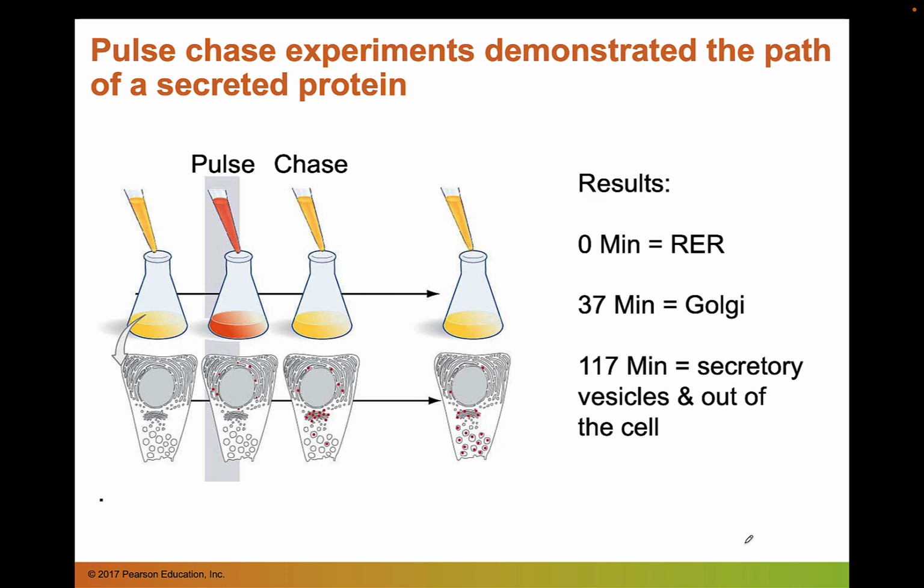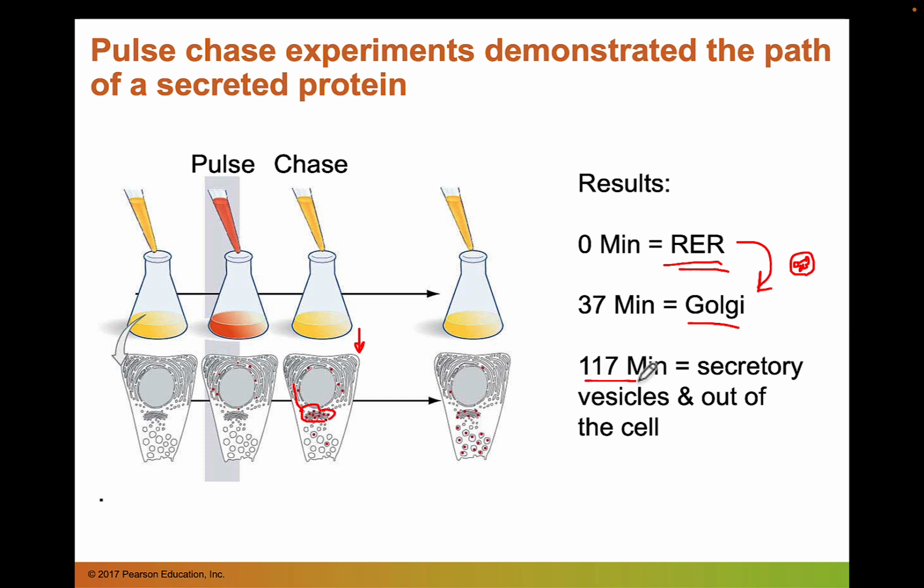And so here are the results of his experiments. So at 0 minutes, so right when the chase was added, if Palade looked at his cells by using transmission electron microscopy so he could really see the organelles, he saw that most of the protein was in the endoplasmic reticulum. So right away it was specifically in the rough endoplasmic reticulum. So there were a lot of ribosomes on the endoplasmic reticulum. Then at 37 minutes, he found that these proteins had moved to the Golgi apparatus. So they were going from the rough endoplasmic reticulum to the Golgi, and he actually saw, right, this was a very high-powered microscope, he saw that the proteins were moving in vesicles.